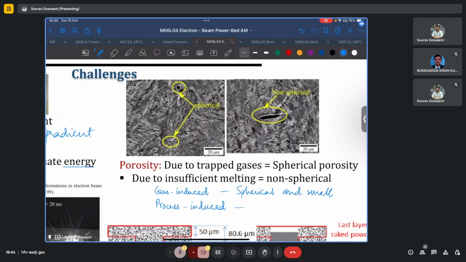The other type can be process induced, and that is what is shown here, because here the chances for gas induced porosities are lower because the build chamber itself operates only under vacuum. There is no flowing gas. However, some gases may still be present if we are using a gas atomized powder feedstock. The process-induced porosities are often elongated and irregular. So typically they will be larger than these gas-induced porosities, and also they will have a non-regular, irregular shape and they will be elongated.